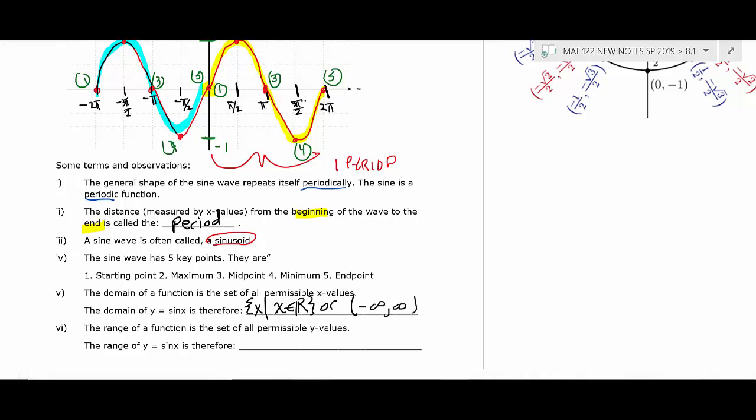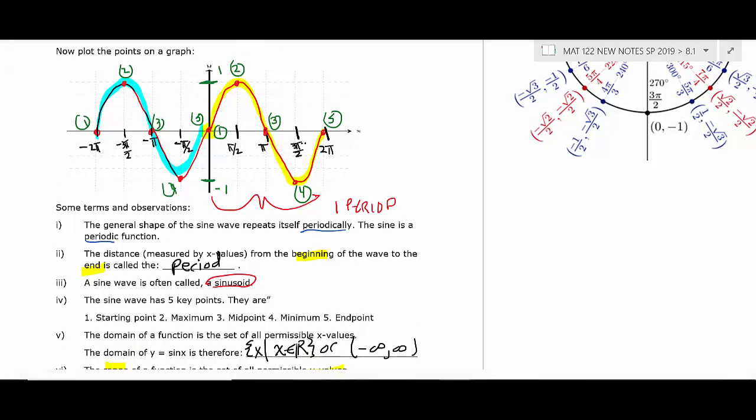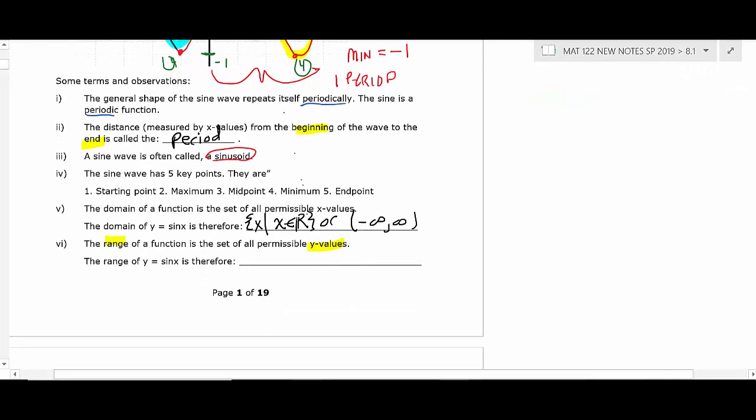Okay? The range is all y values. Well, if you look at your graph, it just basically goes like this. You have a minimum here of -1. You have a maximum there, and I'm giving this as y values of +1. So that range goes from -1 to 1. And it includes those two things. So when you write your range, you could either say set of y such that -1 is less than or equal to y less than or equal to 1. And it's important you have the less than or equal to. Or in interval notation, you say bracket -1, +1, bracket, like that.